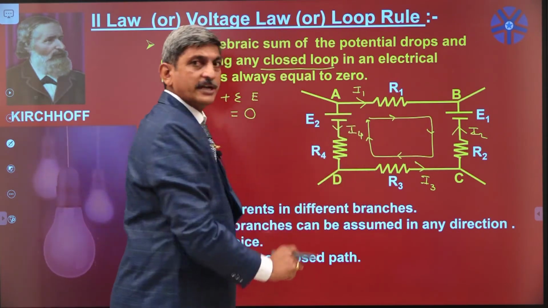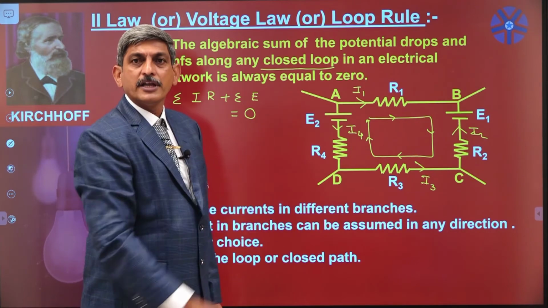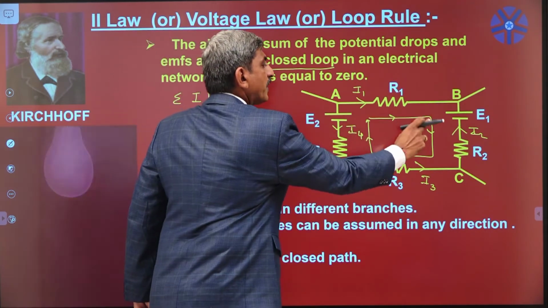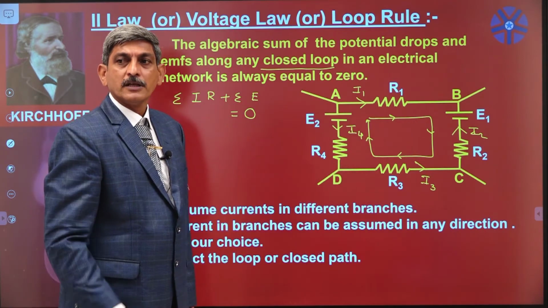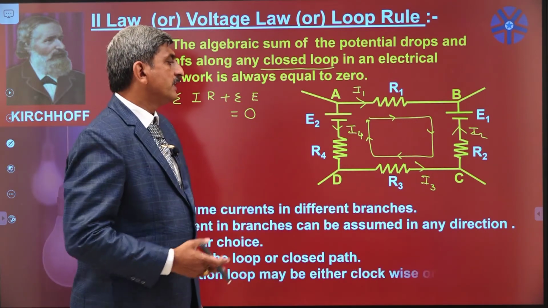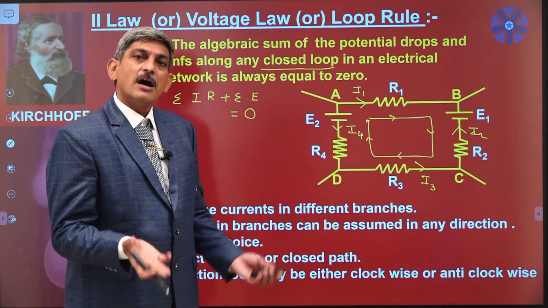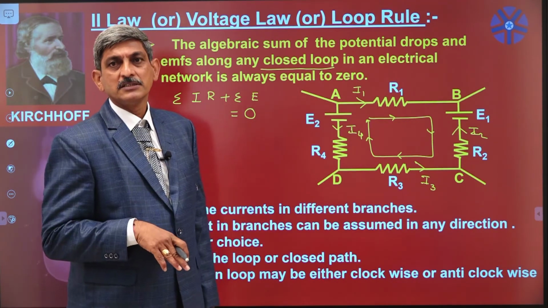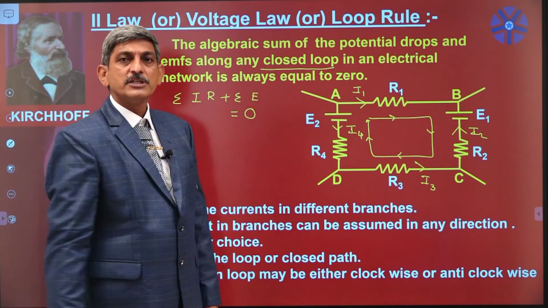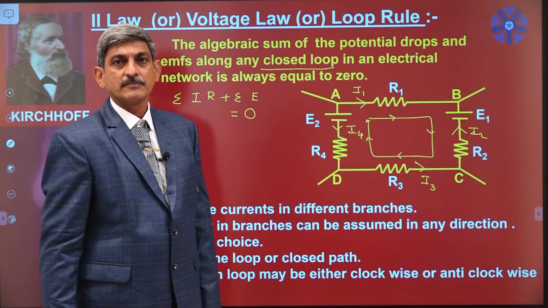So I start at A and I come back to the point A so that a closed path is forming. This closed path is called the loop. Here we can assume the loop either in the clockwise direction or the anti-clockwise direction. It is also purely our choice. So here I assume the clockwise direction.